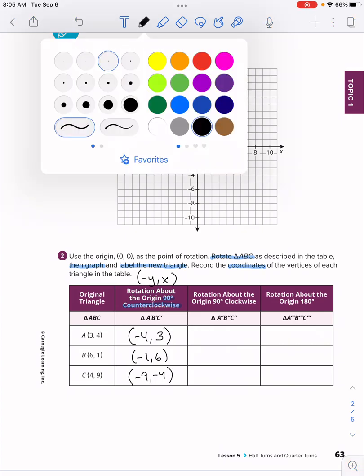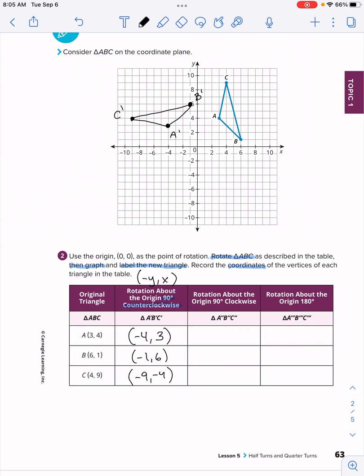So as we notice here, each one of these points is following this rule, where we're going to switch X and Y, and we're making Y the opposite. So let's look at A here, right? We have 3 and 4, so we're going to switch it. It'll be 4, 3. And you can see that here as well, but we're going to make that Y value 4 the opposite, and that's why we have -4 here. Okay, so the next one, we have 6, 1, so switch it. We'll have 1, 6. We're making Y the opposite, so that's why it's -1. And then the last one, right, 4, 9, well, it'll be 9, 4.